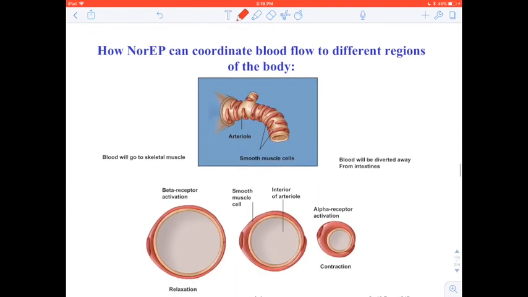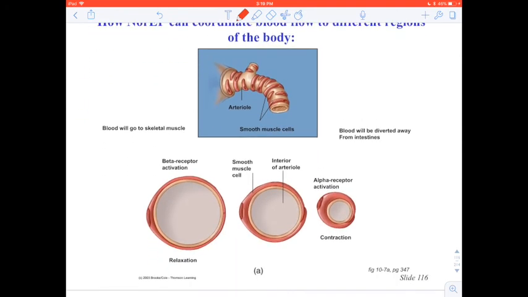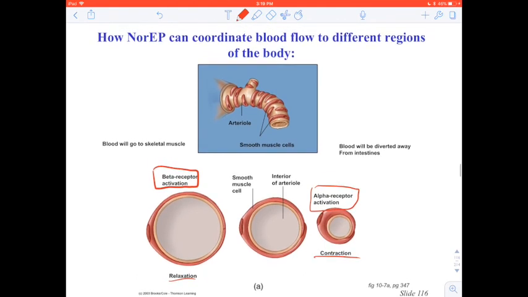All right, and then here we see what we just talked about. Right, beta is going to lead to vasodilation. Alpha adrenergic receptors, whenever they're activated, will lead to contraction. All right, and this is how we divert blood. Right, so we can divert blood again from the gut going to the skeletal muscle.